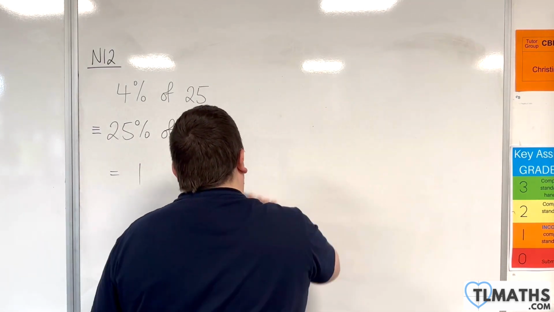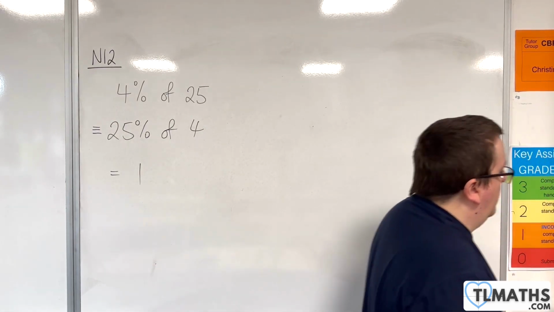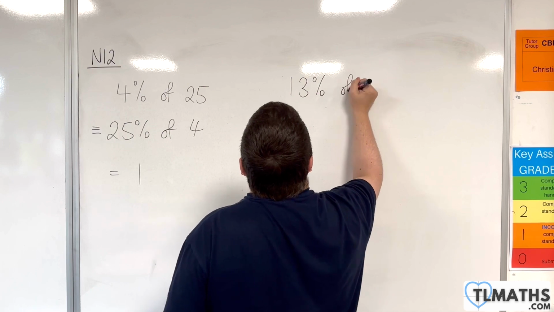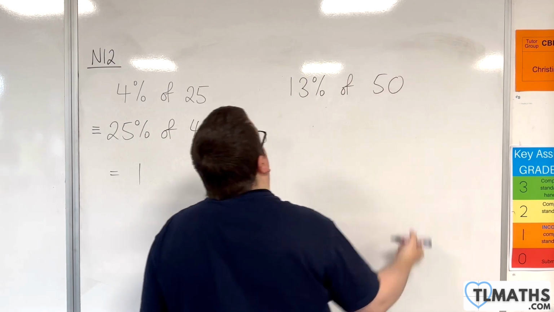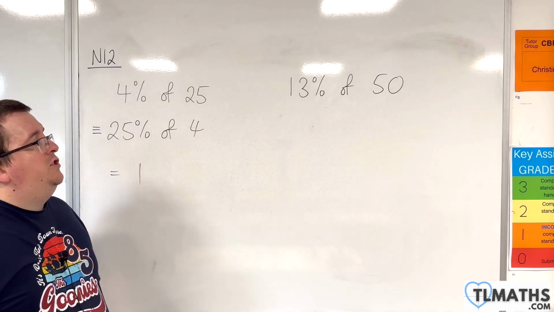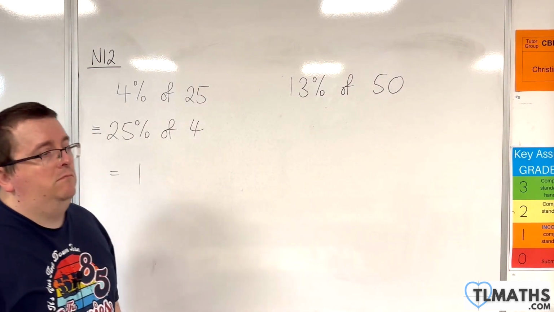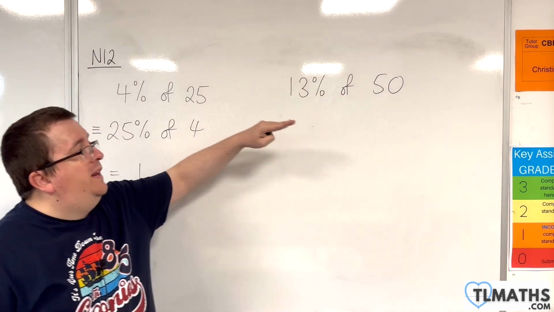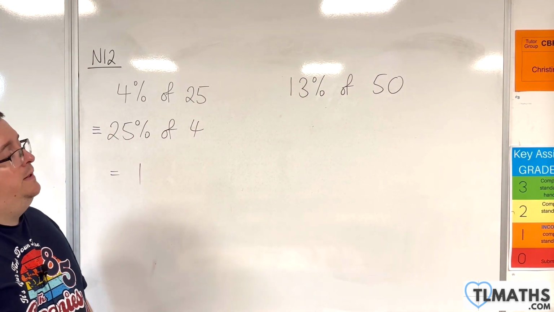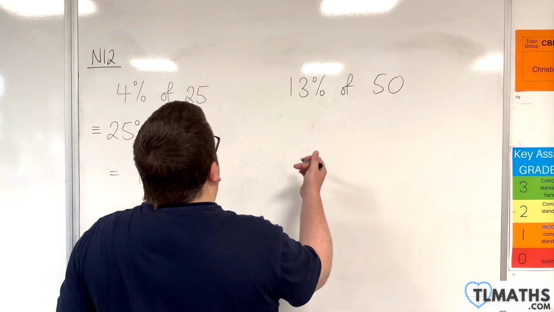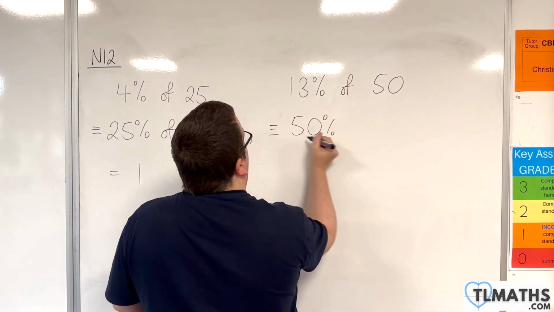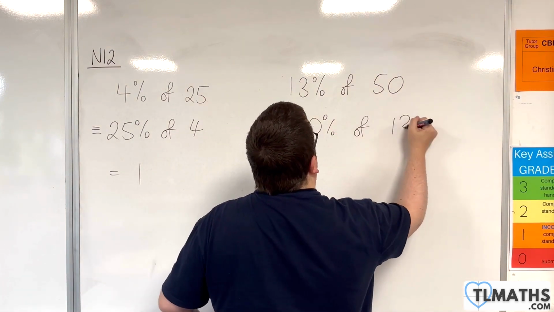Are there any other examples where this might be useful? Well, you could have something like 13% of 50. And again, we could do that. We could do 0.13 times 50. Or you could find 10% of 50, find 1% of 50, 1% of 50, 1% of 50, and add them all together. Or you could use this method and say, well, that must be the same as 50% of 13.